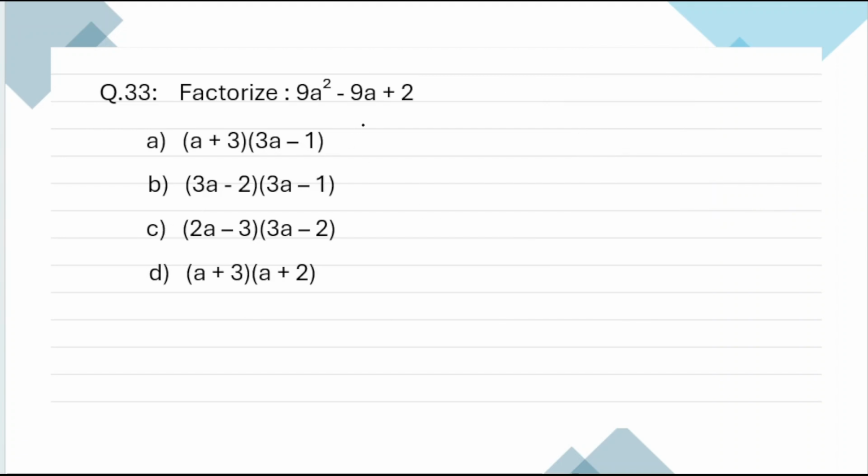9a square minus 9a plus 2. So let's write it again. Now, this is the polynomial of the form ax square plus bx plus c. So this is a, this b is minus 9 and this c is 2. So again, I will look for two integers.